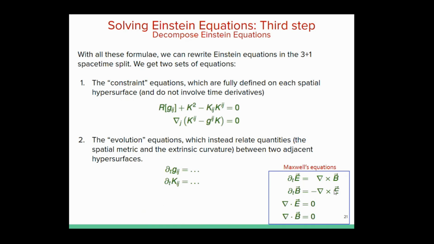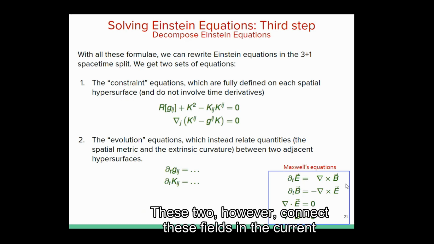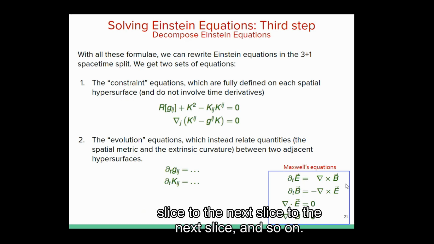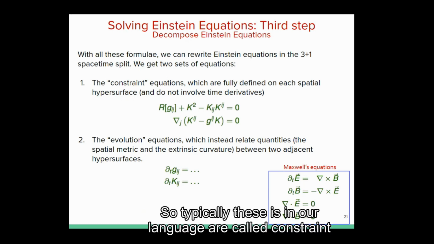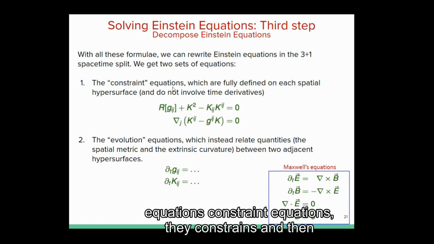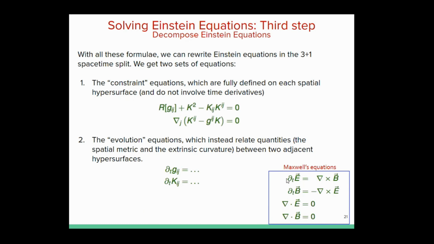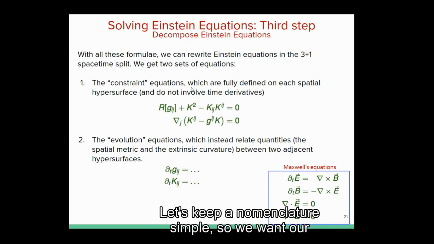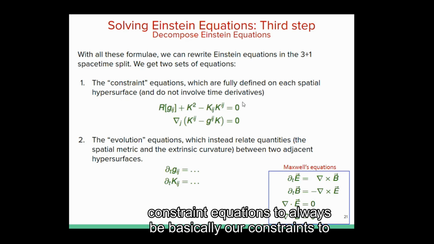These two, however, connect these fields in the current slice to the next slice, to the next slice, and so on. So typically these in our language are called constraint equations. They constrain, and then these are evolution equations, although they can be used to evolve things. Let's keep the nomenclature simple. So we want our constraint equations to always be, basically our constraints to always be zero.